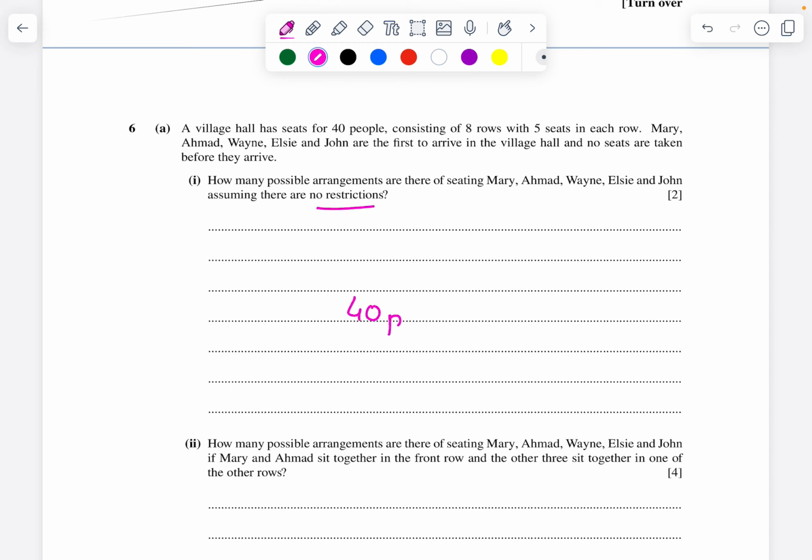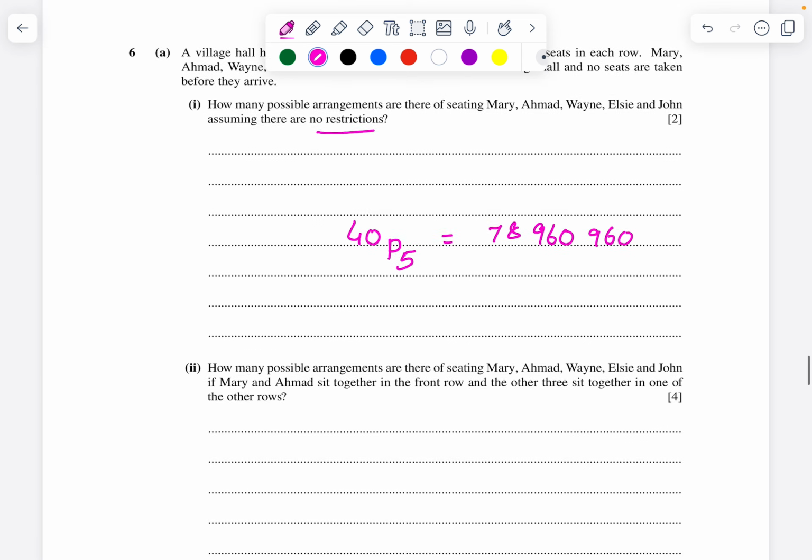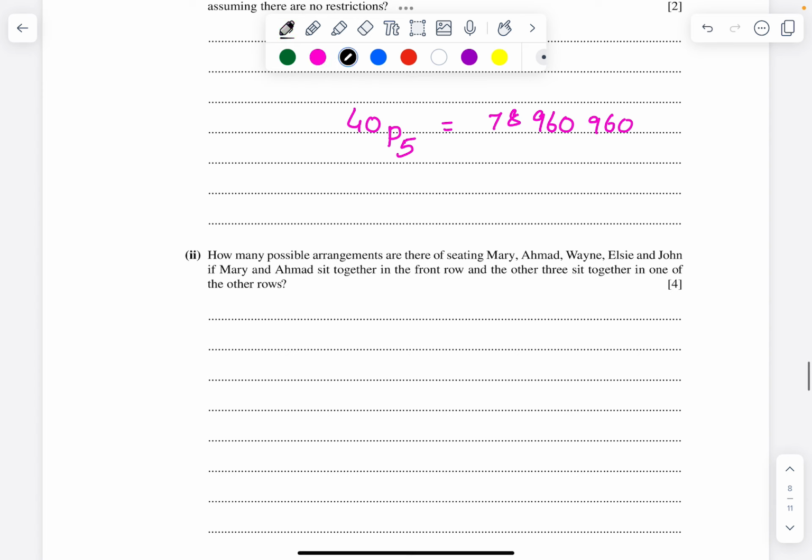So, there are 40P5. So, which is going to be nothing but what? 78,960,960. How many possible arrangements are there for Mary, Ahmed, Wayne, Elsie, and John if Mary and Ahmed sit together in the front row and the other three sit together in one of the other rows.